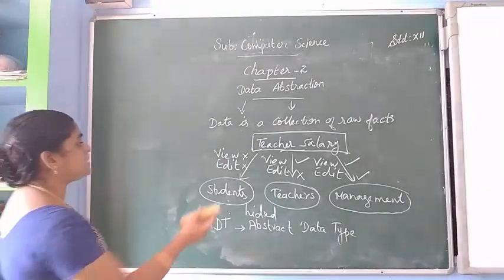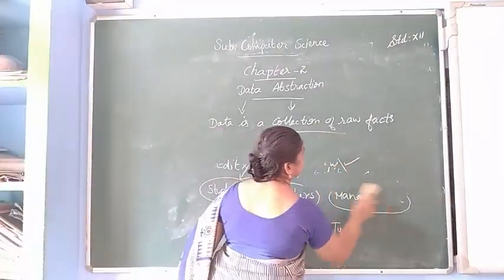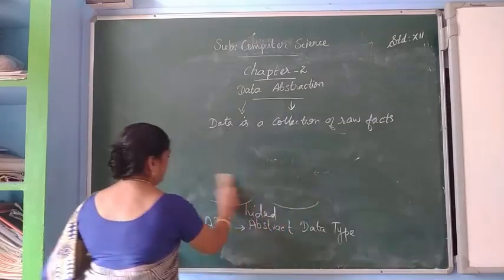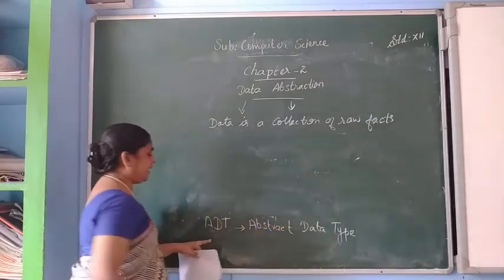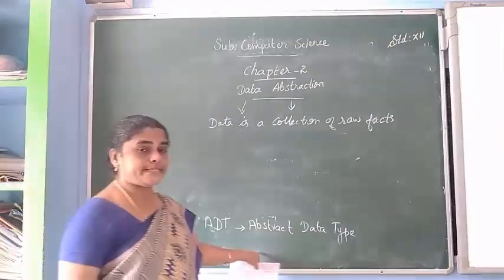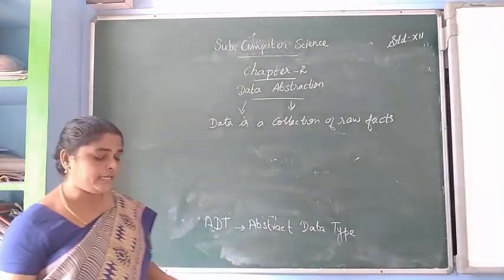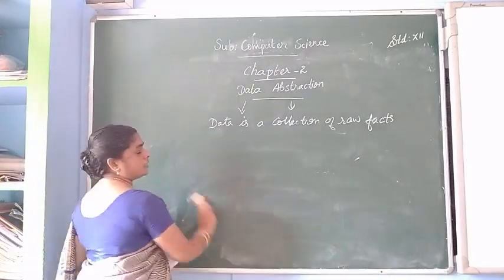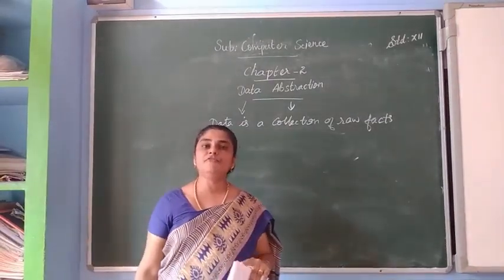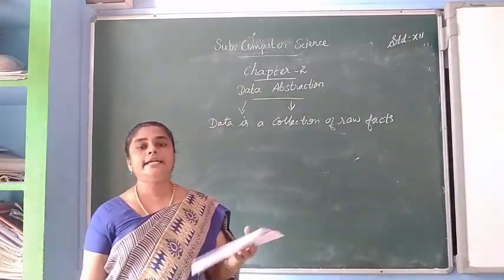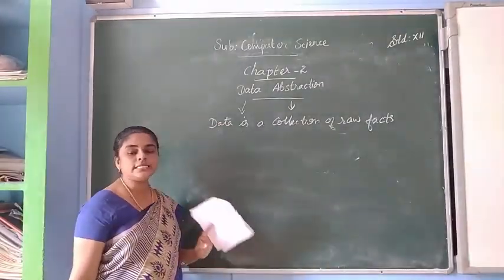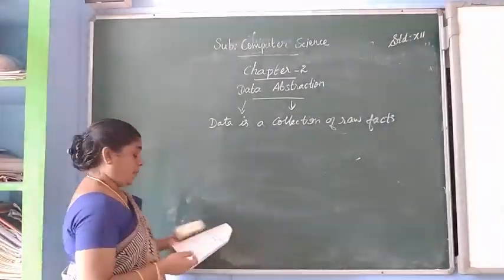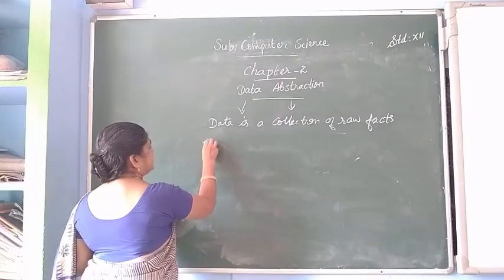Abstract data type means set of values and set of operations. So what is ADT? The expansion for ADT is abstract data type. It means set of values and set of operations. Then what is abstraction? Abstraction is the process of providing the essentials and hiding the details. Can you understand? Then this abstraction provides modularity.